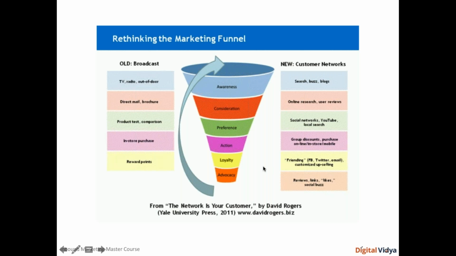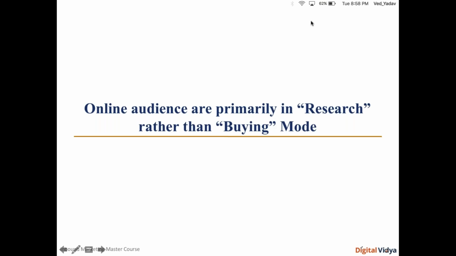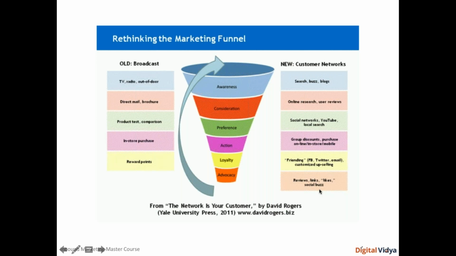So till now we saw where inbound marketing fits into the overall digital marketing framework. Then we saw what differences came up with the digital channels, and how it is different from the earlier funnel. The basic point is that inbound marketing is becoming more and more critical because online audiences are primarily in the research mode rather than the buying mode. So as we saw, everyone is dependent on information. The more personalized and customized information you can provide to users, the higher the chances that you will be able to convert them.